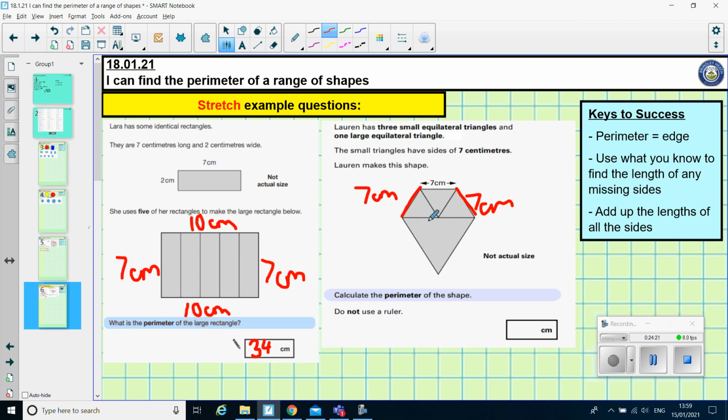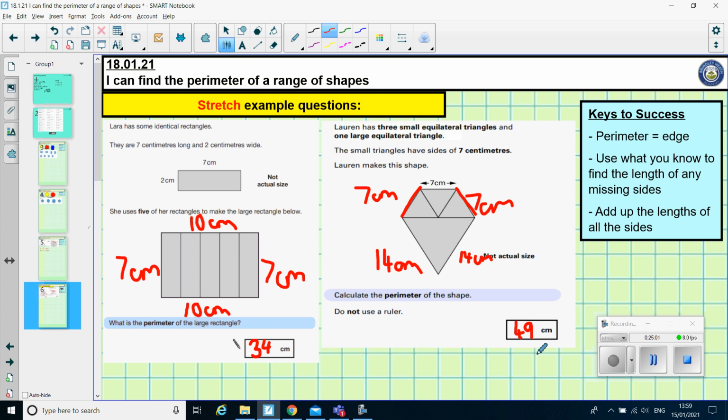Now, this side here, I know it's got to be 14 centimetres because I've got an equilateral triangle here that has a side of 7 centimetres, and it's right next to another equilateral triangle with a side of 7 centimetres. So if that side is 14 centimetres, this side must also be 14 centimetres. And the same with this side, it must also be 14 centimetres. So then I've got 14, add 14, add 7, add 7, add 7, which gives me the answer 49 centimetres.